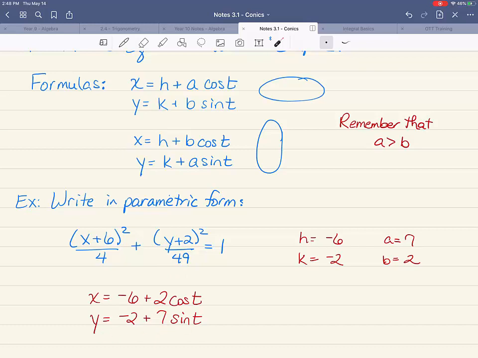If that was a little too quick for you, just use your formulas. You can use the formulas, but you've got to remember that you need to look at your problem to determine whether it's horizontal or vertical to make sure you put all the numbers in the right location.